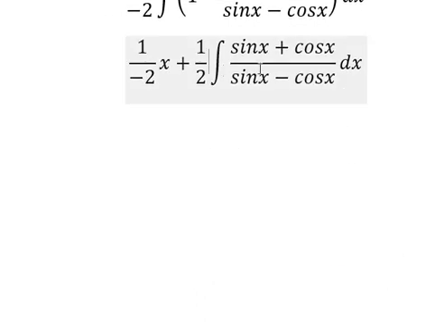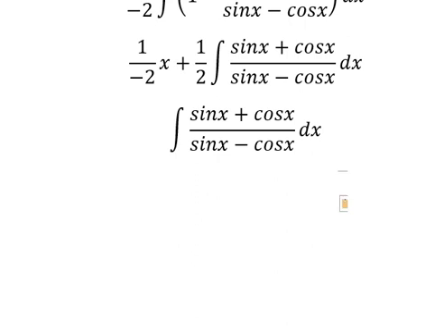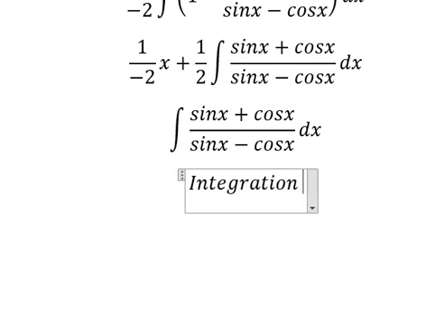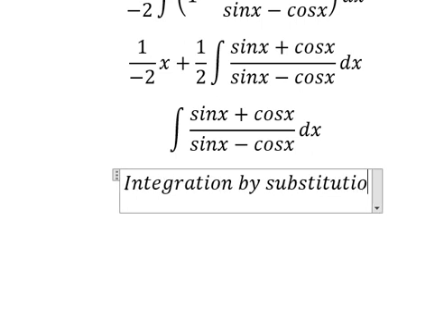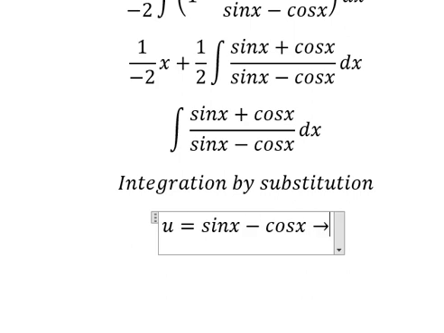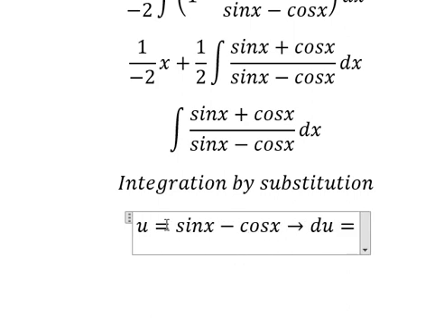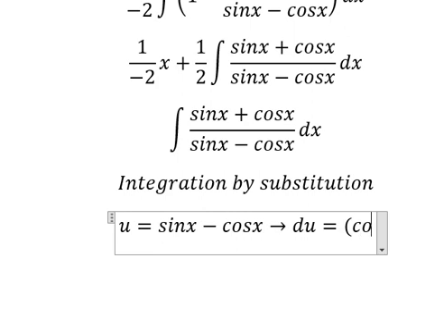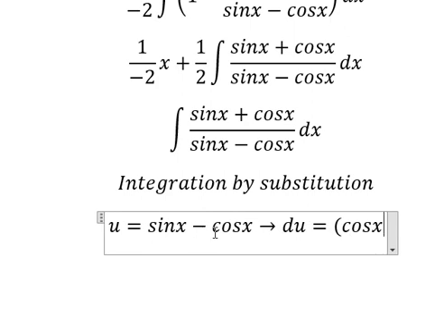So I need to focus on this one. So we can use integration by substitution. So I will put u equals sin x minus cosine x. Later, we need to first do the derivative for both sides. This one we have cosine x. This one we have negative sin x, negative and negative, we have positive.